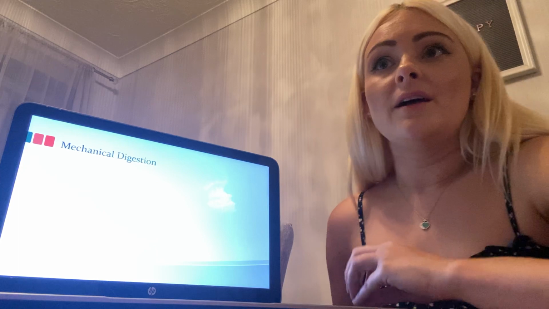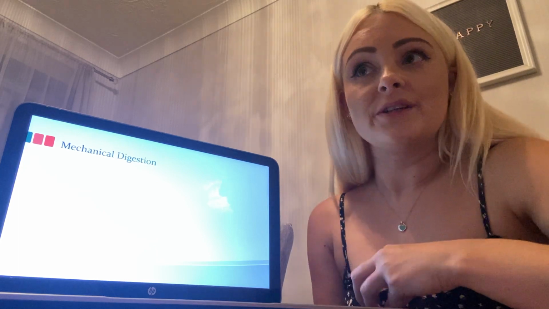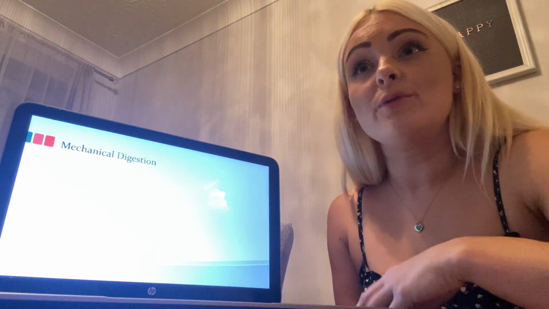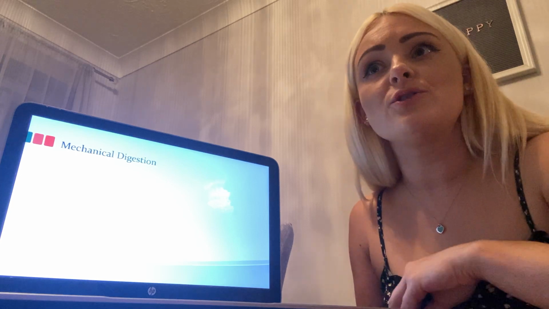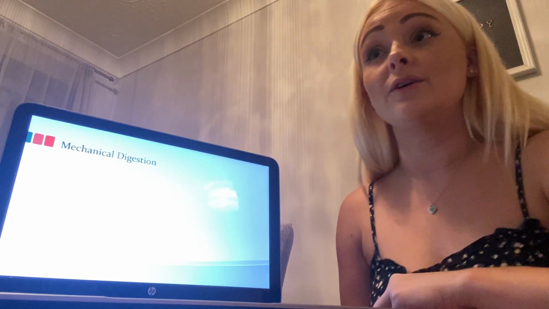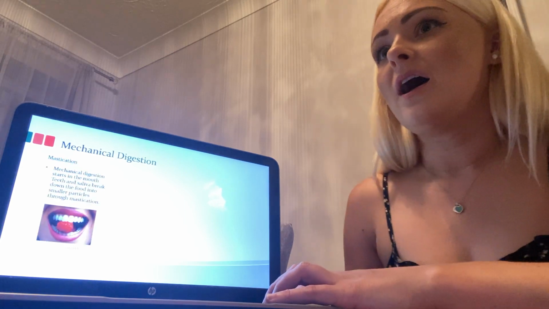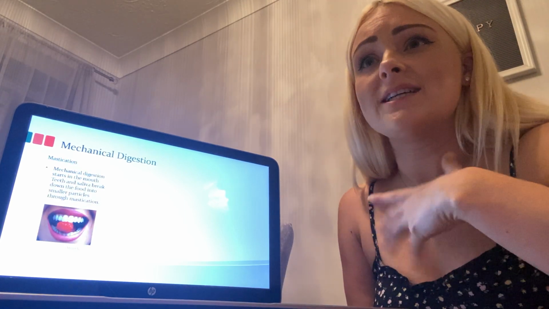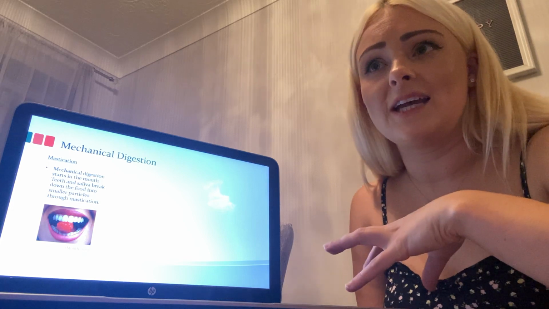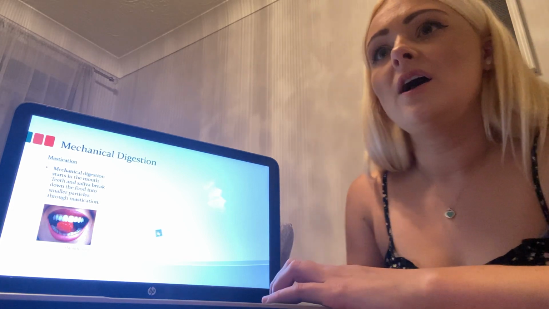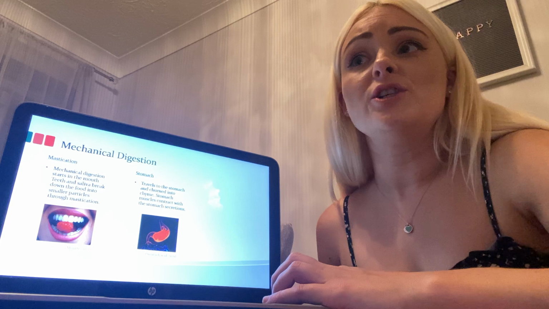So bodies can't absorb large molecules and are unable to use them, so they are broken down into smaller units. This happens through a combined process called mechanical and chemical digestion. Mechanical digestion starts in the mouth, where the teeth and saliva break down the food into small particles through mastication, while the tongue mixes food around. The food is swallowed and travels to the stomach, where it's churned into chyme.